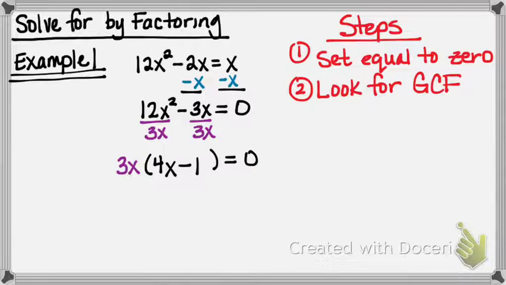This is a factor, and so is this. These are my 2 factors. So now we have factored it, we're going to solve it. And the way we solve it is by setting each factor equal to 0. So 3x equals 0. Go ahead and solve that for x. 4x minus 1 equals 0. Go ahead and solve that for x.